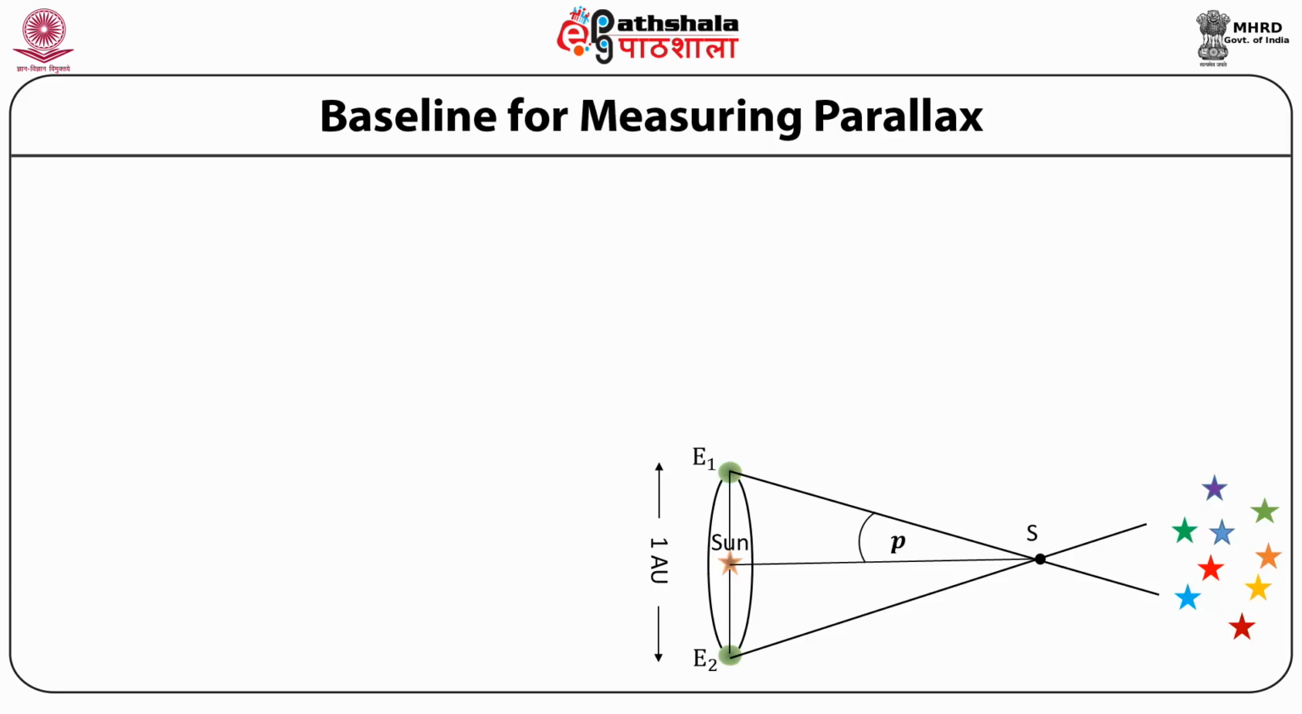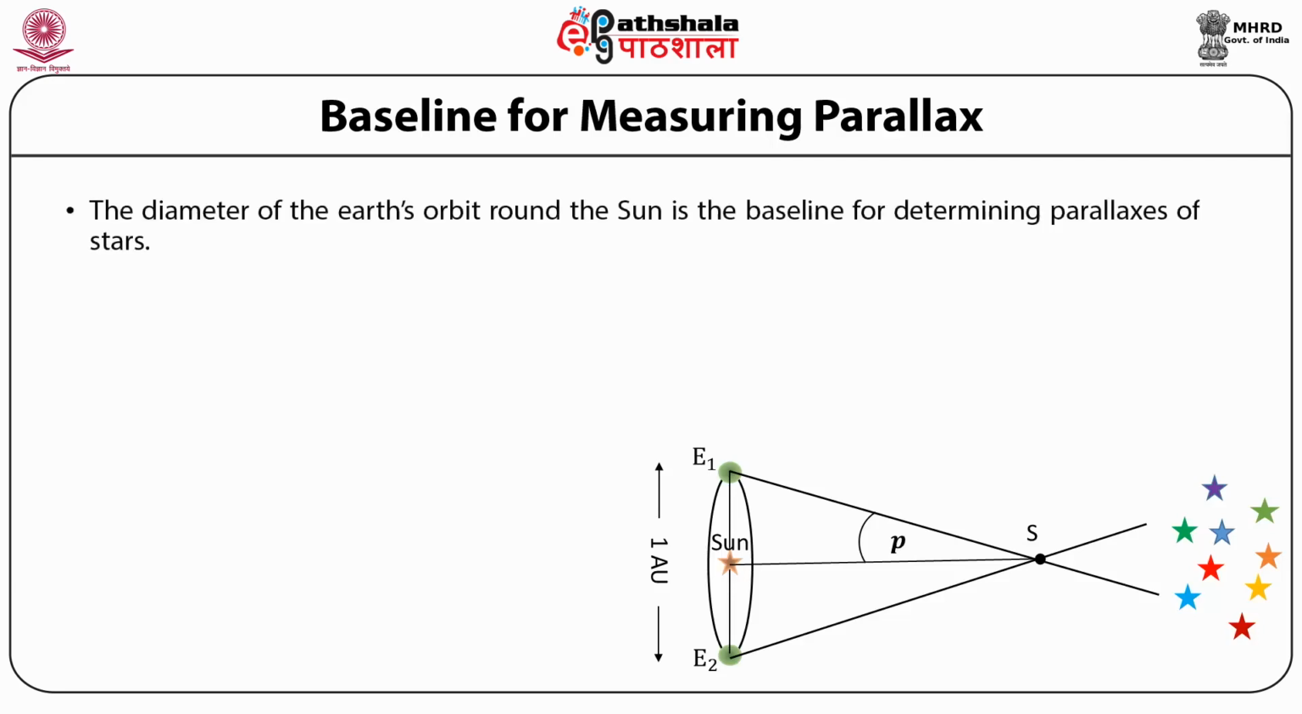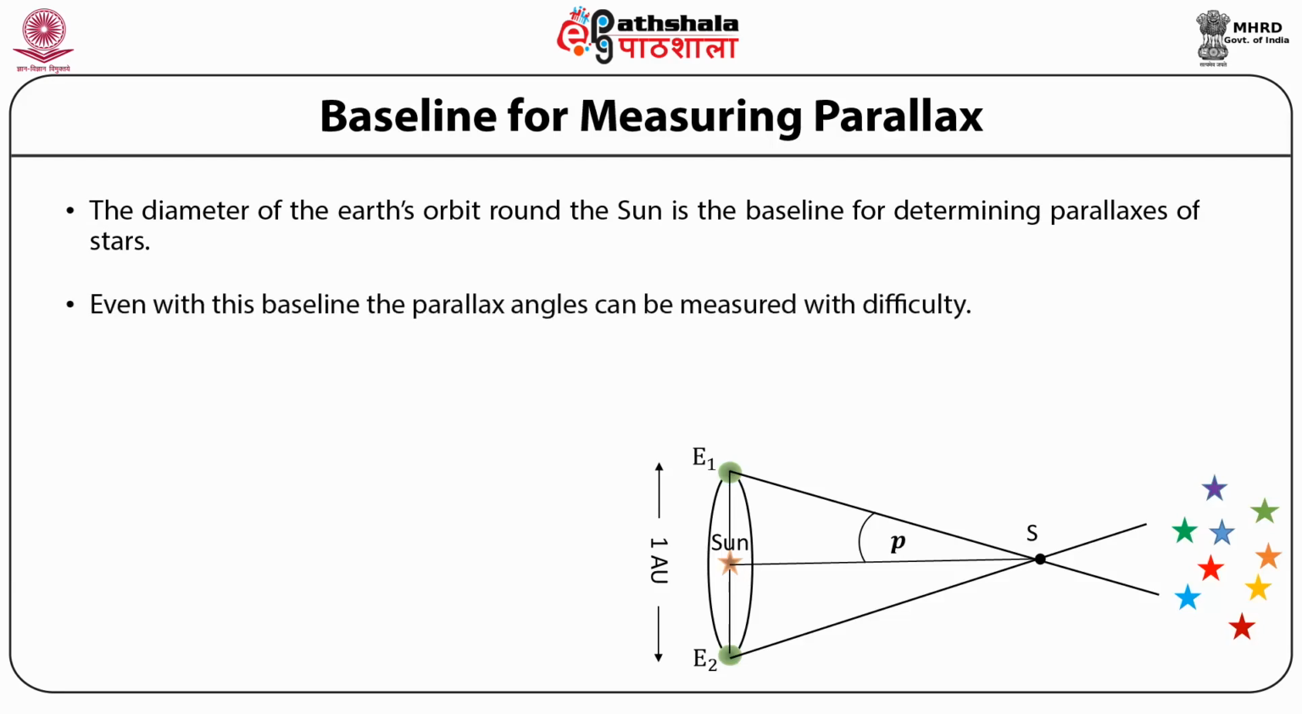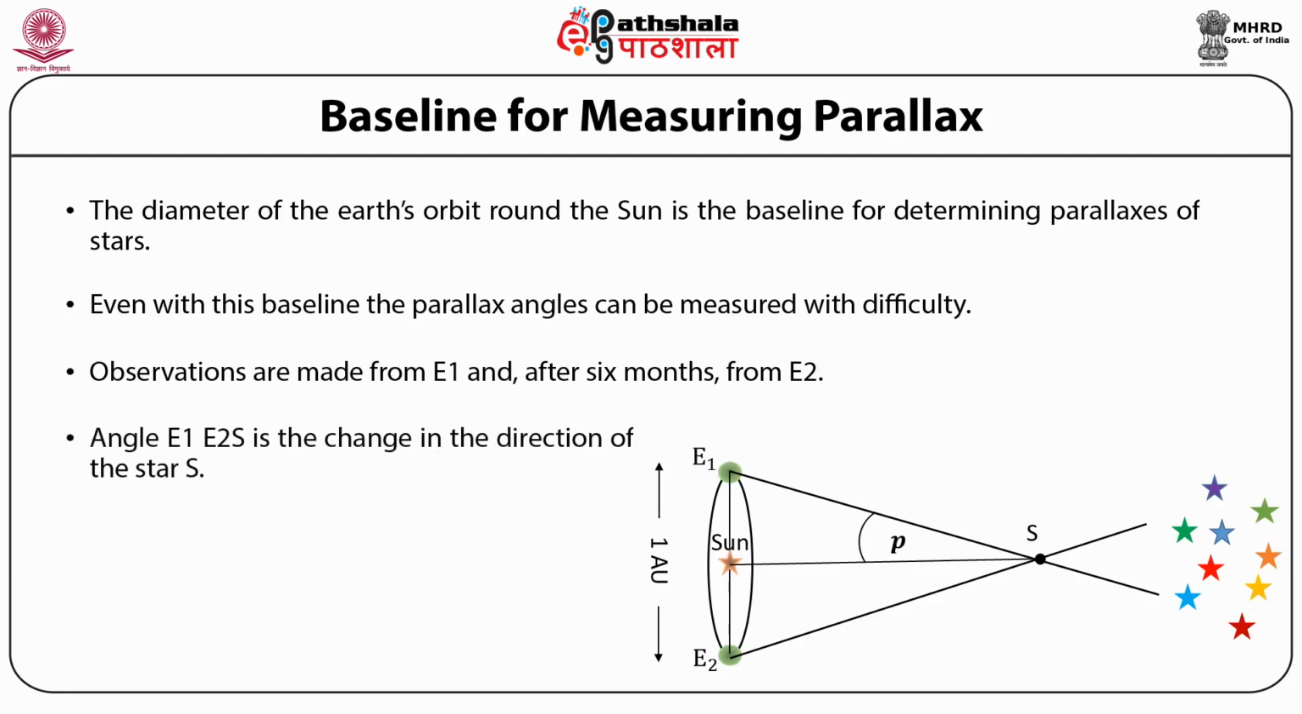The longest baseline available to observers on Earth is the diameter of Earth's orbit around the Sun, which is shown in the picture. Even with this baseline, the parallax angles can be measured only with difficulty. Observations are made from E1 and after 6 months from E2. E1 and E2 are the opposite ends of Earth's orbit. Angle E1SE2 is the change in the direction of the star S. Half of this angle, represented as P, is called the parallax or the annual parallax of the object S.